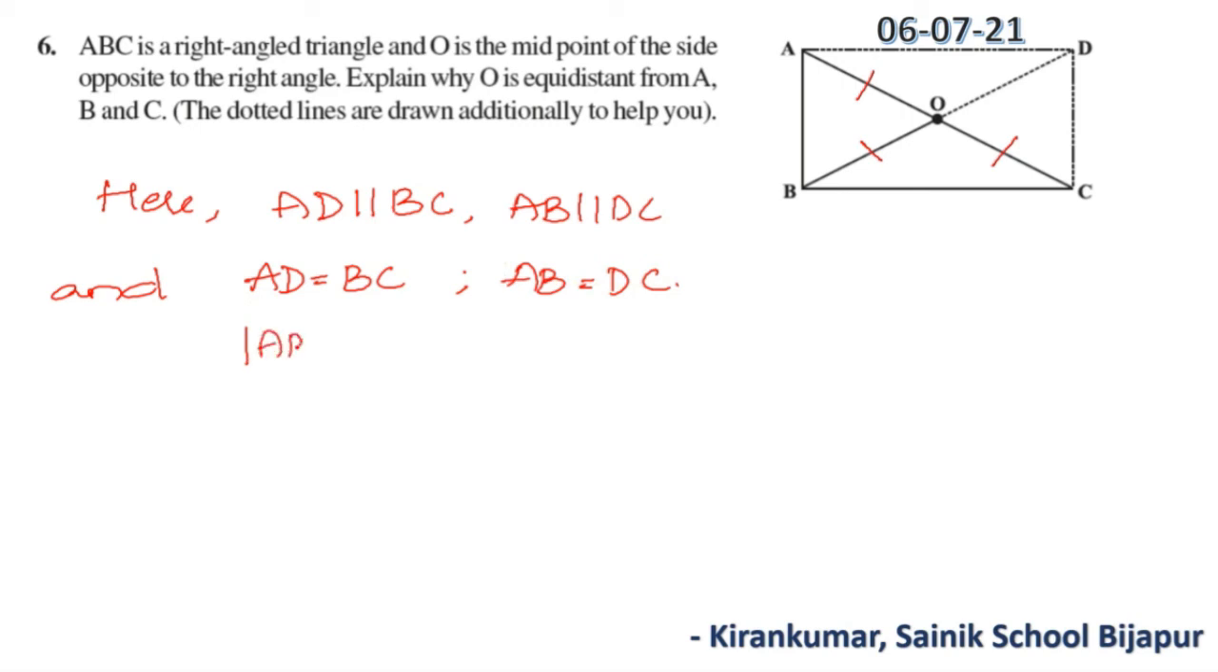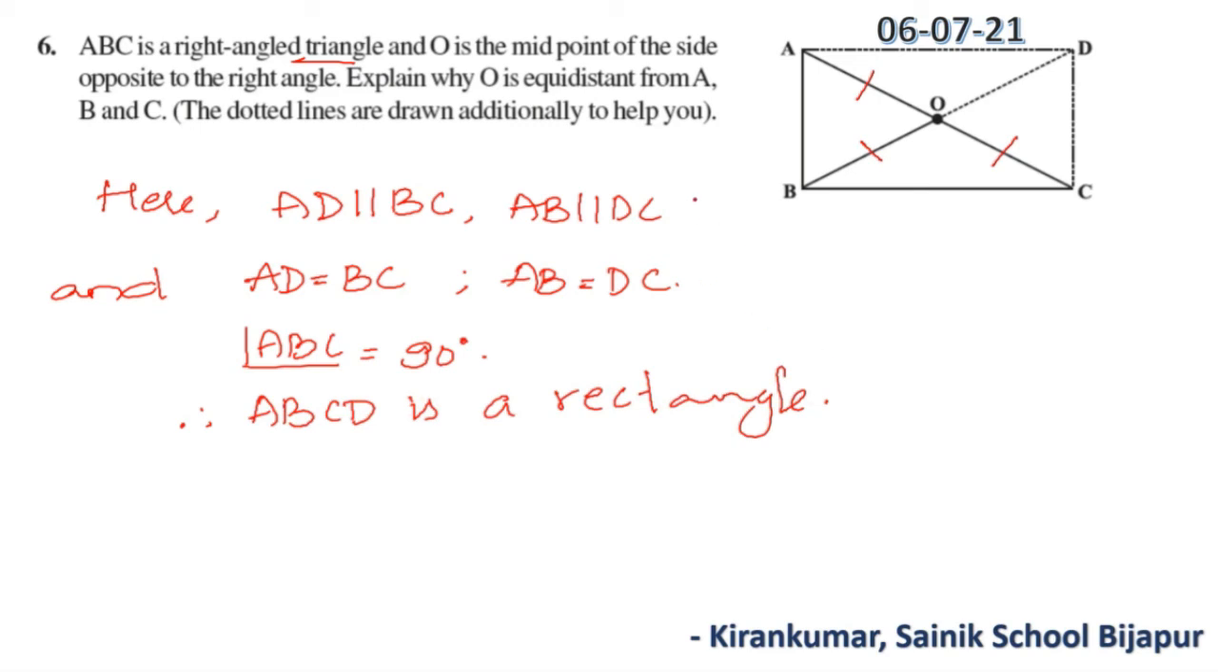Angle ABC is given equal to 90 degrees. It's a right-angled triangle. Therefore, ABCD is a rectangle. From this we can say that ABCD is a parallelogram. In a parallelogram, if one of the angles is 90 degrees, then all the angles will become equal to 90 degrees. It becomes a rectangle.